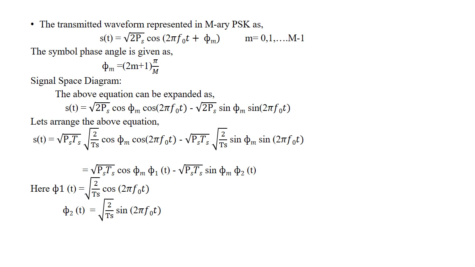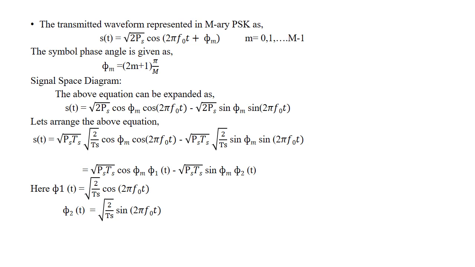So let's arrange the above equation as S of t is equal to root of Ps Ts into root 2 by Ts cos phi m into cos 2 pi f naught t minus root of Ps Ts into root 2 by Ts sin phi m sin 2 pi f naught t, that is equal to root of Ps Ts cos phi m phi 1 of t minus root of Ps Ts sin phi m phi 2 of t.